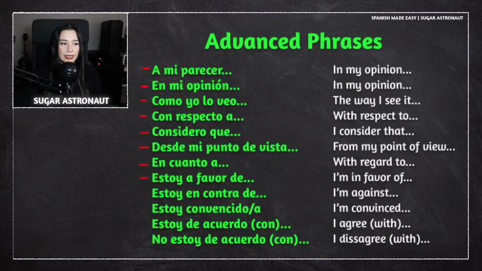The next one, estoy a favor de. Estoy a favor de. I'm in favor of. Estoy a favor de. So this is another good one.